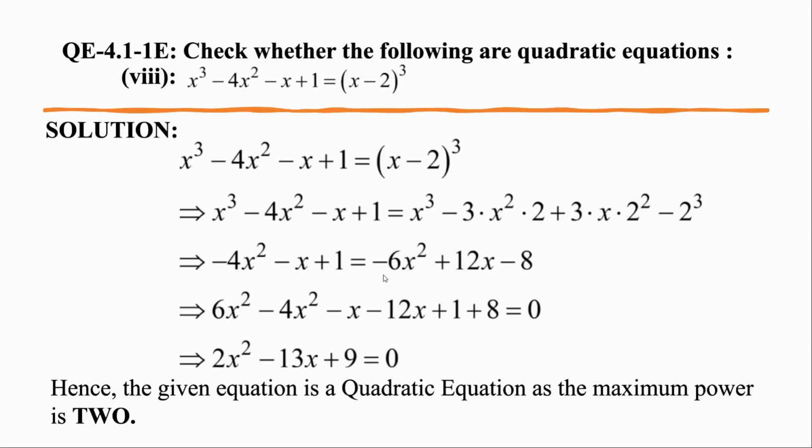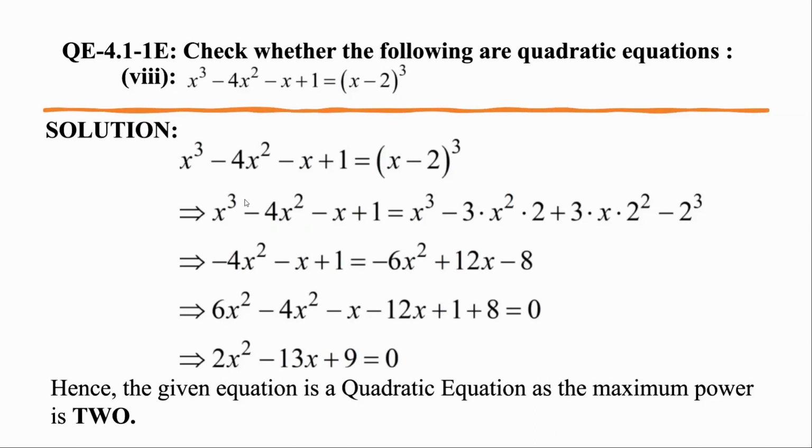So if we simplify by interchanging the position from left to right, again the sign will be changed. Here it was minus 6x squared in the right hand side. When it comes to the left hand side, the minus sign will be positive, right? The sign will be changed. I think all of you have understood this. So the result is 6x squared minus 4x squared minus x minus 12x plus 1 plus 8 equals 0. After simplification we get 2x squared minus 13x plus 9 equals 0.